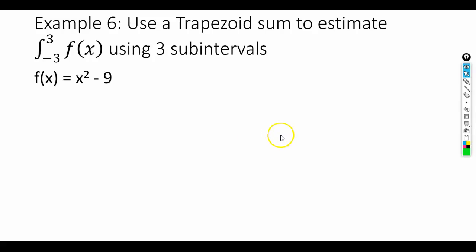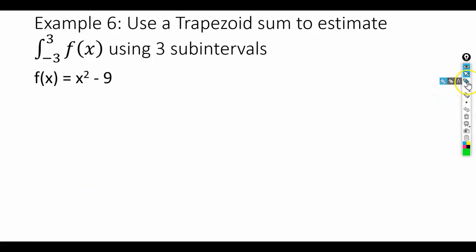So let's go ahead and see how we make a table for that. That one's going to be a little bit less tricky. The midpoint sum is a little bit tricky because you have to include those middle points. But with trapezoids, they're kind of like the left and right hand sums. You don't have to add any extra little things in there. They just kind of work out the way it's set up.